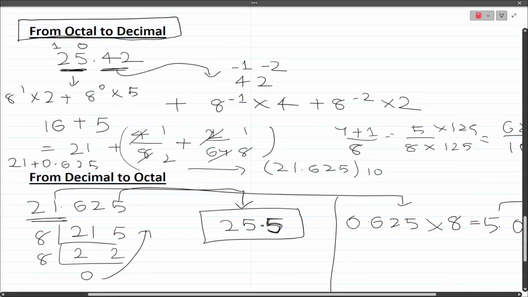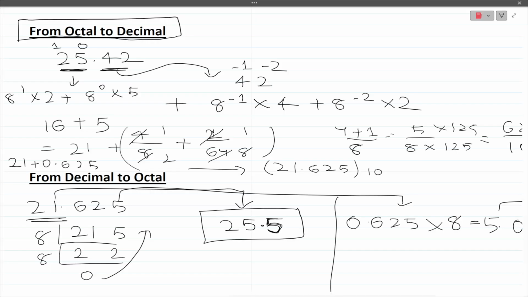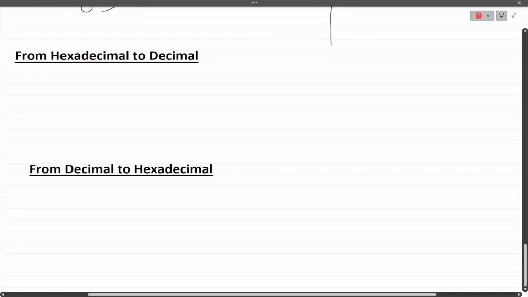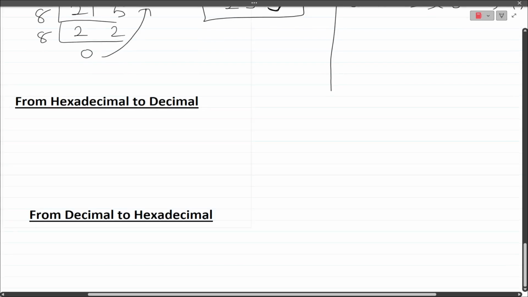See, what were we doing? For the non-decimal part, we were raising to the power 0, 1, 2 as we do for normal numbers. Then we were multiplying by the base. Here we were taking 8 as we were talking about octal. But here we need to multiply by 16.